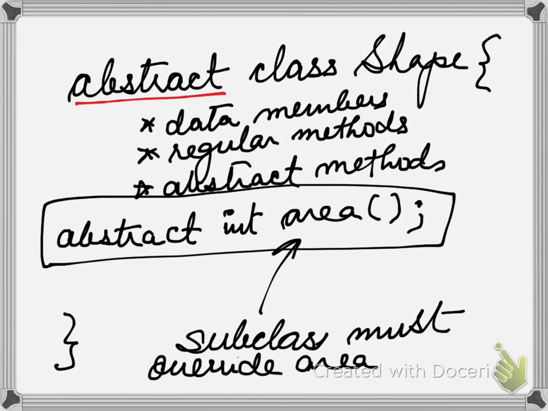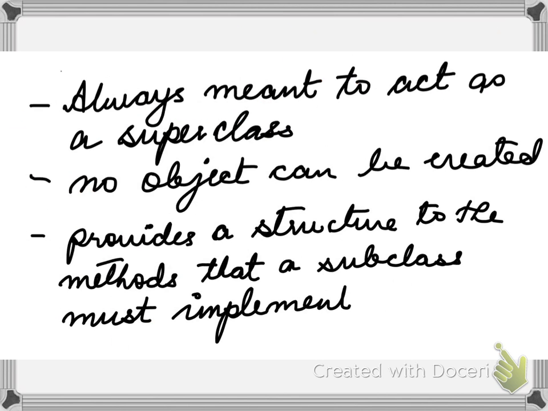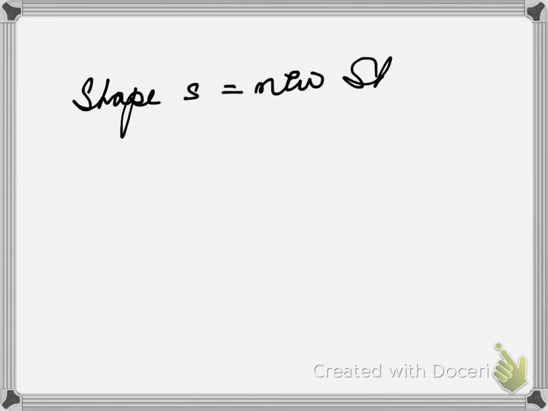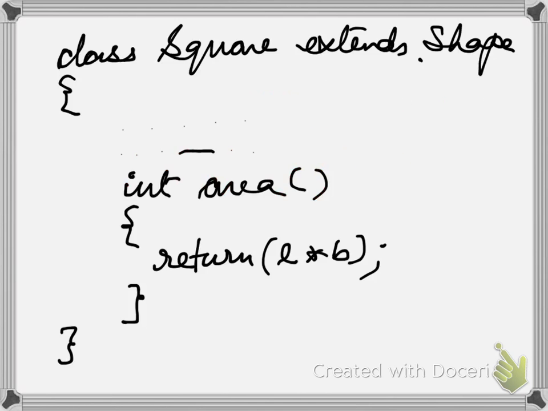Like say for example, again in this particular hierarchy, shape, 2D, square. So shape is an abstract class, 2D is also an abstract class, okay, but both of them are acting as superclasses. So they have to act as a superclass. And another important point is that you cannot create an object of an abstract class. So if you try to create an object like this, shape S is new shape, okay, if you try to give this, you will get an error, because you cannot create an object of an abstract class.